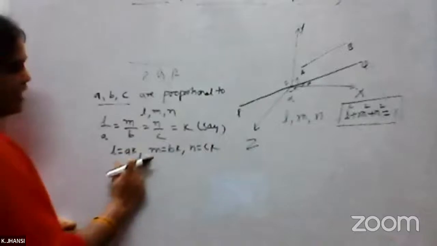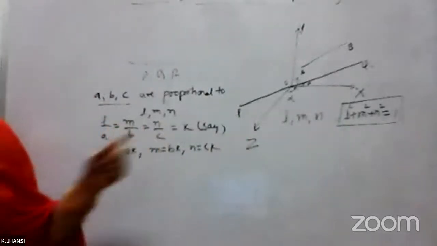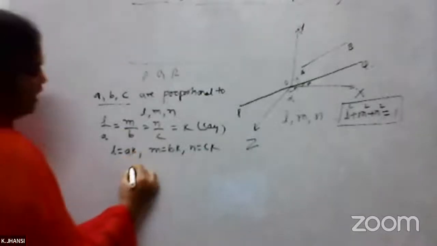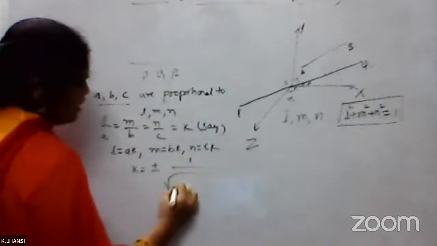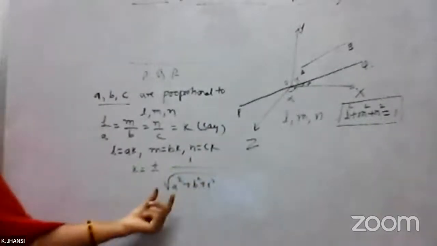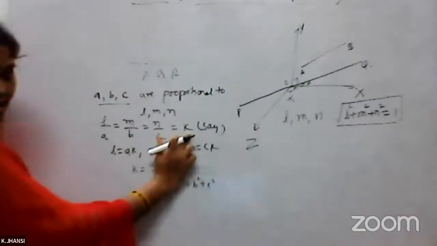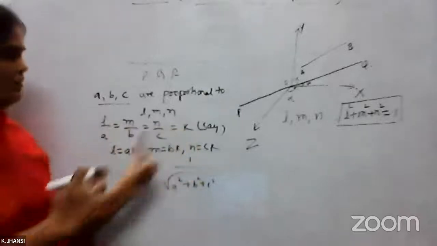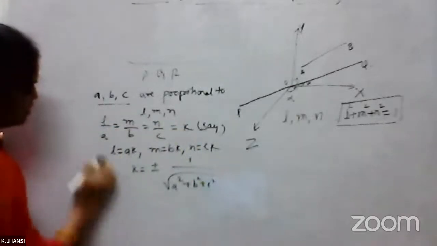If you substitute this L, M and N in this one, and if you do the square, then you will get the K value. K value is equal to plus or minus 1 by root of a square plus b square plus c square. Okay. So when you substitute this k value here, you will get the L value as L equals to A.